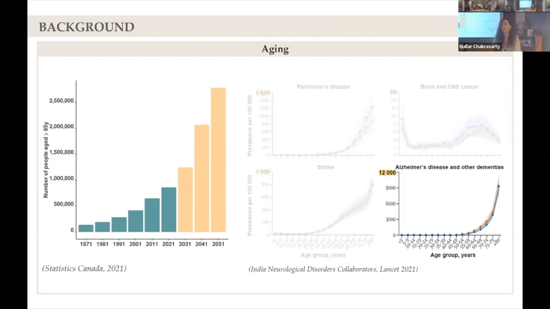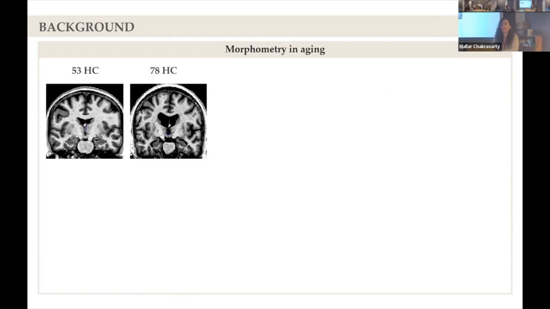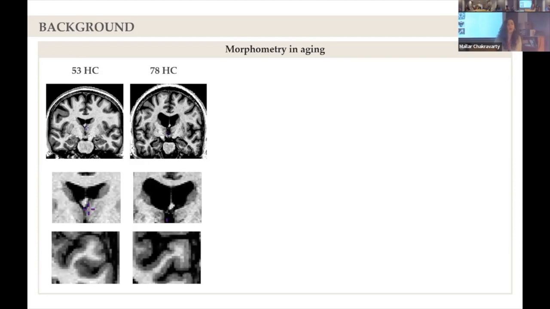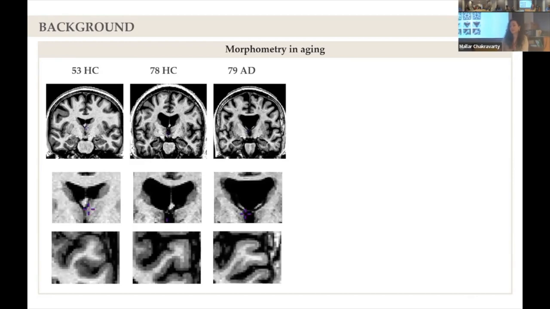In order to study the brain, we can use a technique called MRI, which is great to look at brain structure. If we look at these 2 images of 2 individuals who are both cognitively normal, someone at 53 years old and someone at 78 years old, it is easy to see that there are gross morphometric changes, such as the enlargement of the ventricles or the cortical thinning throughout the brain. We could wonder how that compares to someone with Alzheimer's disease. Overall, we will see similar but more intense effects of this ventricular enlargement and cortical thinning. But in order to characterize someone with Alzheimer's disease versus someone who is cognitively normal, we need some metrics.